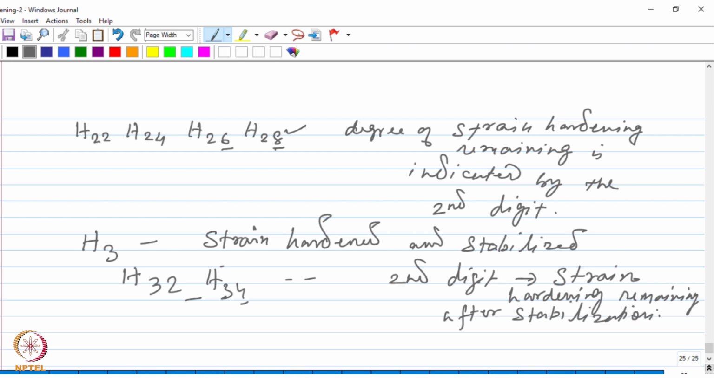Stabilization is nothing but heating the material at a particular temperature, typically around 110 to 180 degrees Celsius, to anneal it, so that you can reduce the degree of straining which was given in the beginning, to bring it to the level which is actually needed, right? So the second digit here indicates after the stabilization operation, whatever strain hardening is remaining.